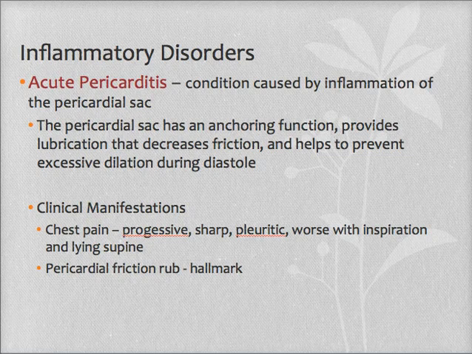So what does this look like? Progressive chest pain that's sharp, it's pleuritic. Worse with deep inspiration, worse with lying supine. And then we have what's called a pericardial friction rub.